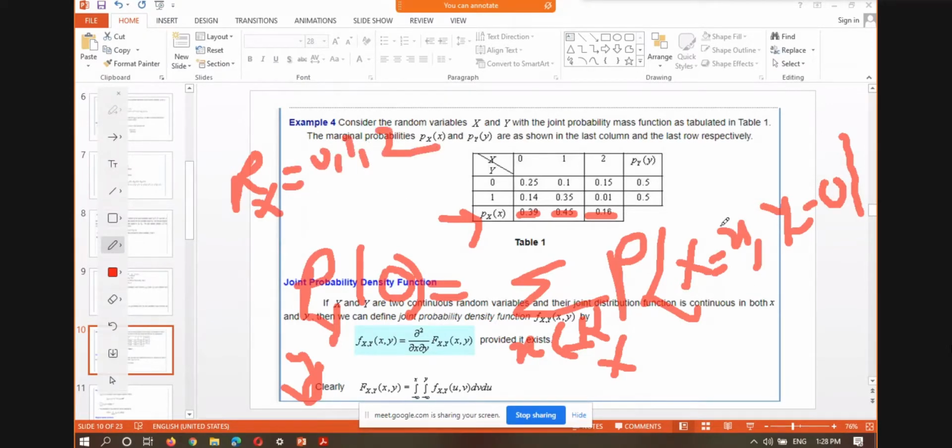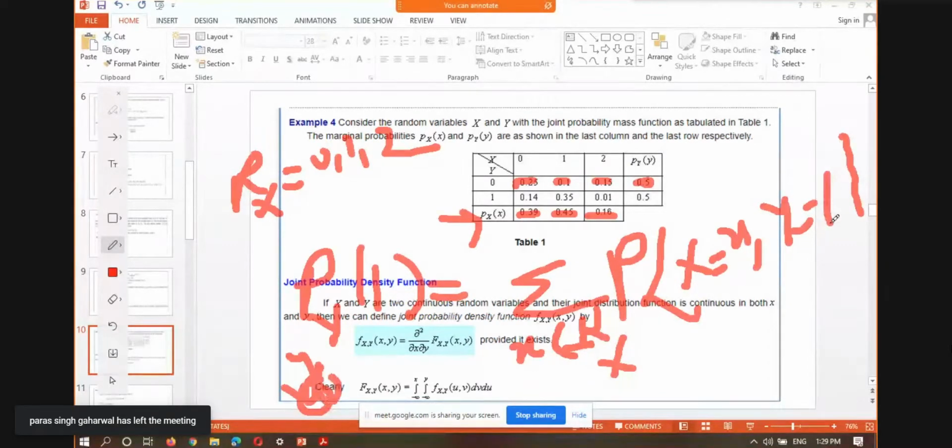Sorry, Rx takes first 0. So 0, 0 is this point. Then x takes 1. So 1, 0, and then 2, 0. So if I add these three probabilities, I will get the probability of y at 0. So the sum of these three probabilities is given here. So it is 0.5.